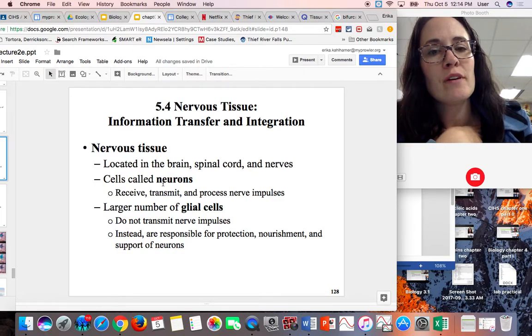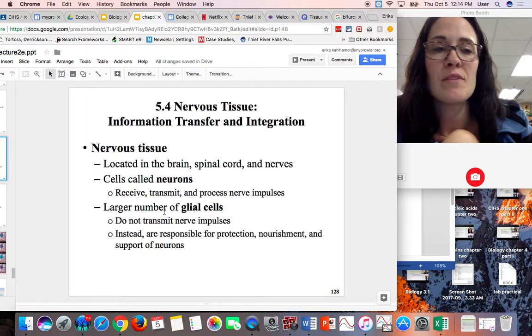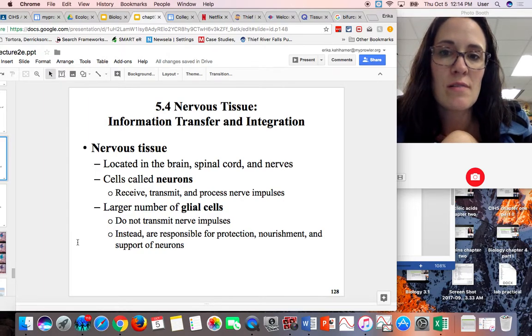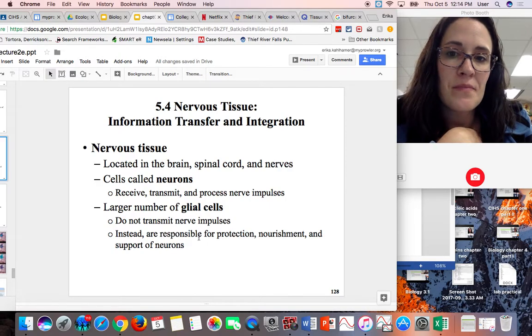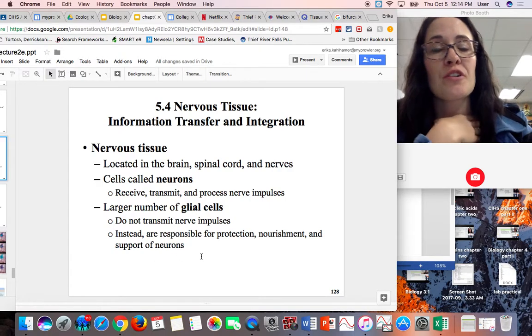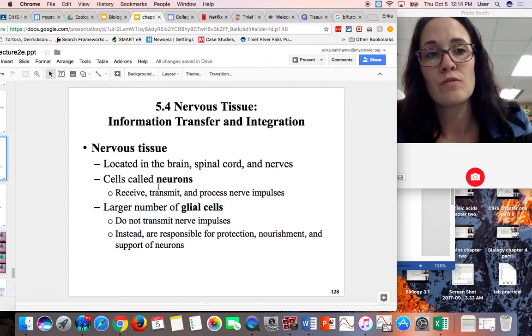You also have cells in your nervous system that don't actually transmit the messages. A large number of them are glial cells. They are responsible for protection, nourishment, and the support of the actual neurons.